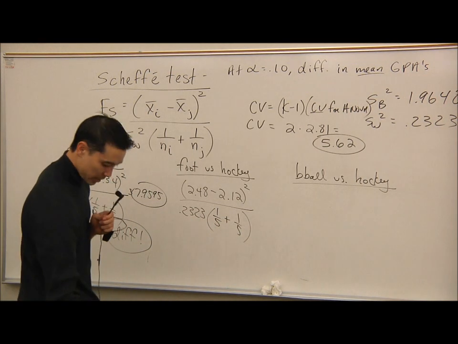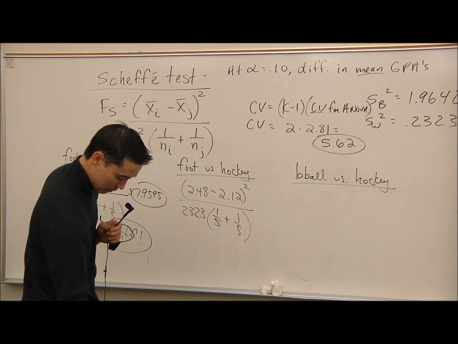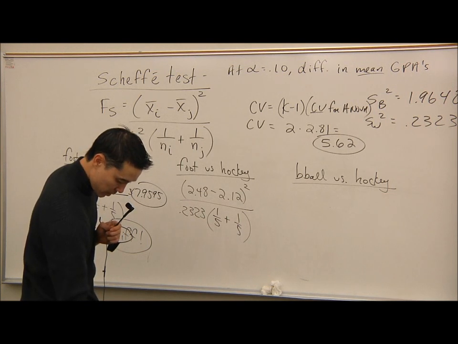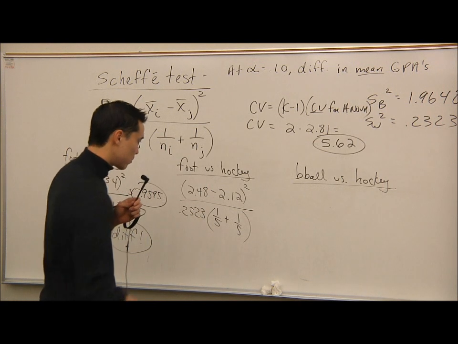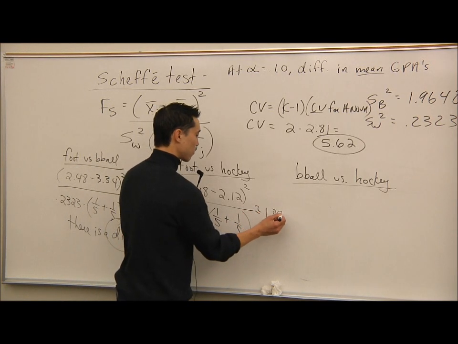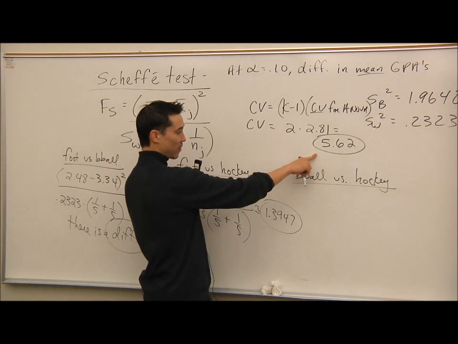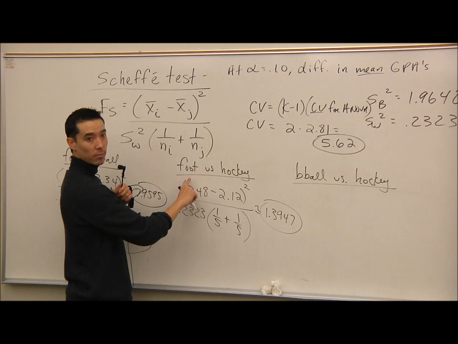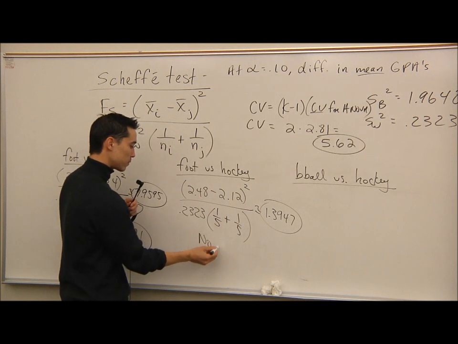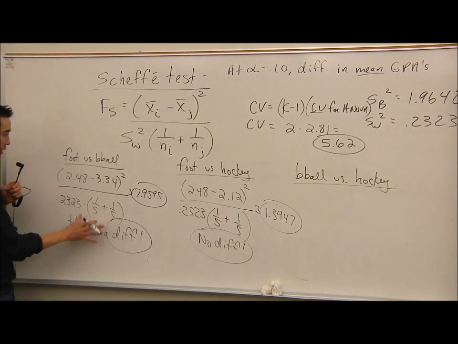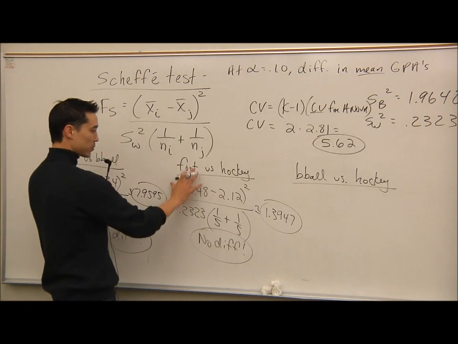All right, let's calculate that one real fast. 0.2323 times 2/5 on the bottom. I'm getting 1.3947, so approximately 1.39. 1.39 is less than 5.62, so there's no difference between the football and hockey players. So we have a difference in the mean GPAs of football versus basketball. We don't have a difference between football and hockey.